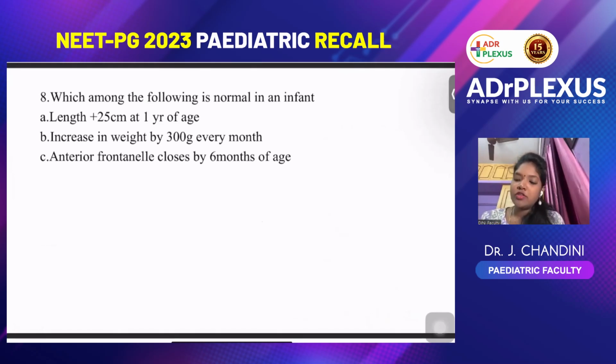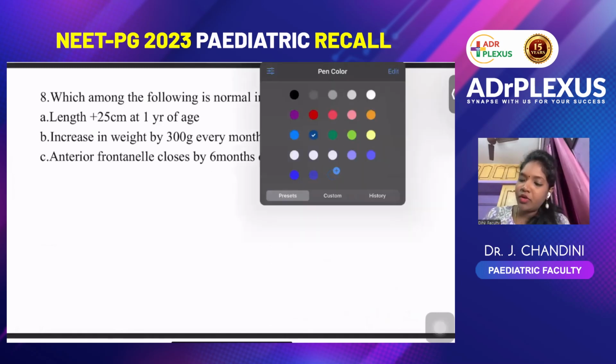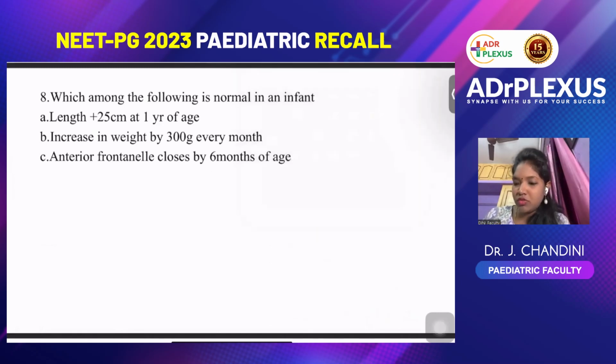Which among the following is normal in an infant? So they've asked which is normal in an infant. They've given options like length at 1 year of age plus 25 centimeters, increase in weight by 300 gram every month, and anterior fontanelle closes by 6 months of age. Okay, coming to the last option. Anterior fontanelle closes by 6 months of age. Is it true? No. When does AF close? Around 9 to 18 months of age.